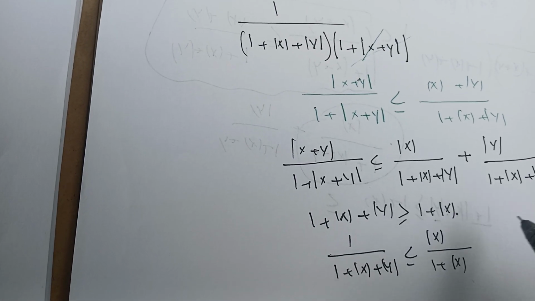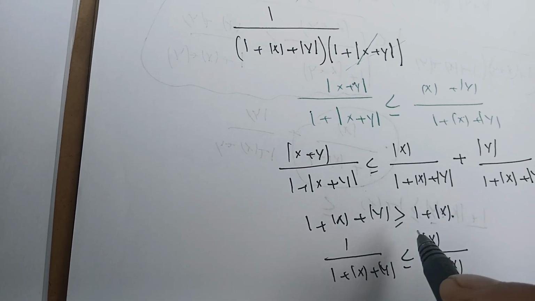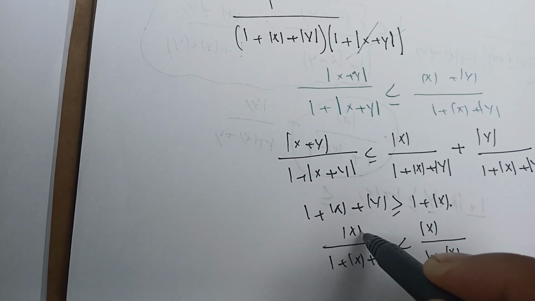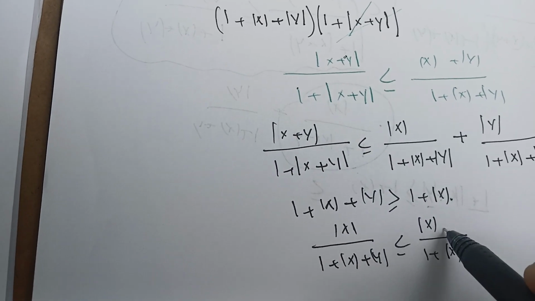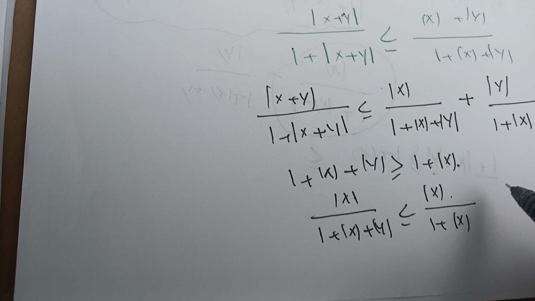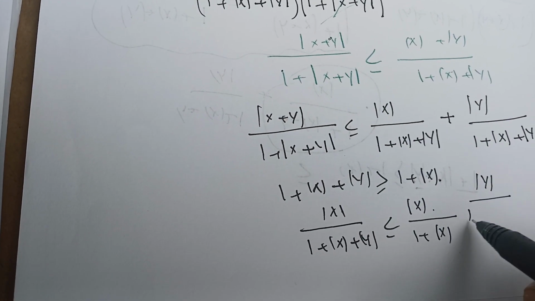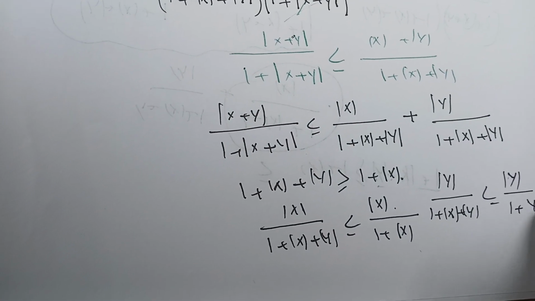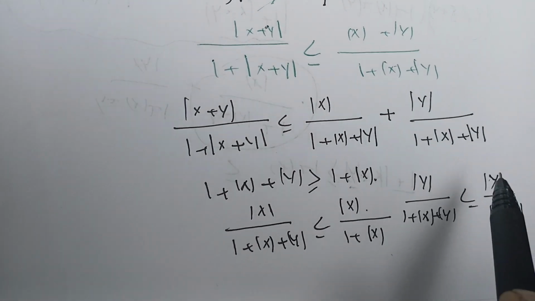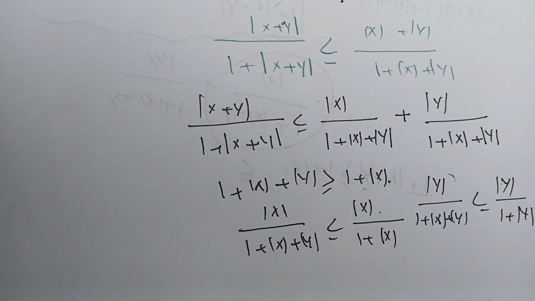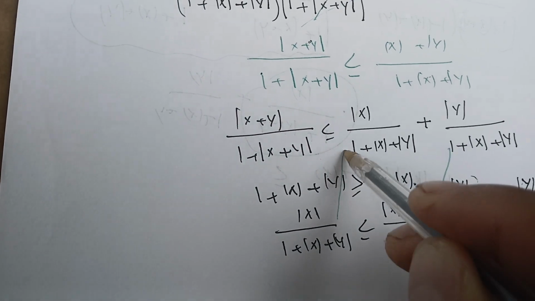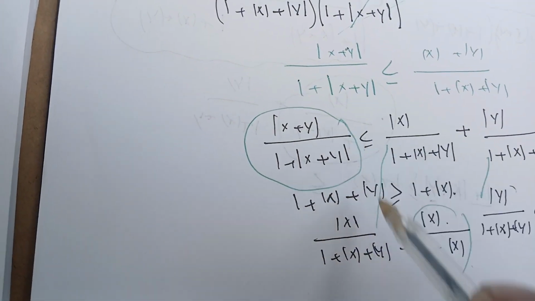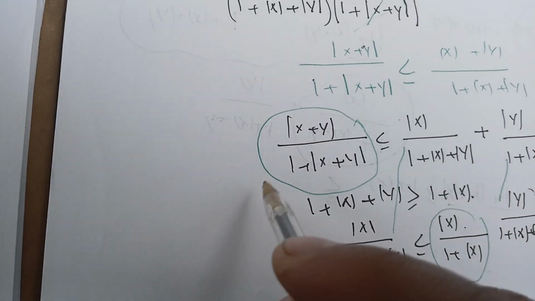Okay, so if we add, I'm sorry, I had to multiply here by the absolute value of x. So the absolute value of x over this one is less than this one. The same thing for y. So the absolute value of y over 1 plus the absolute value of x plus y is less than the absolute value of y over 1 plus the absolute value of y. So since I have these two quantities, this one and this one are less than this one and this one, therefore this one is less than these two.